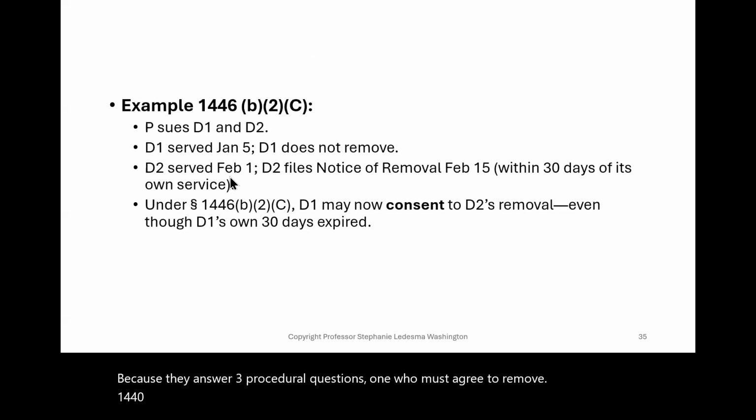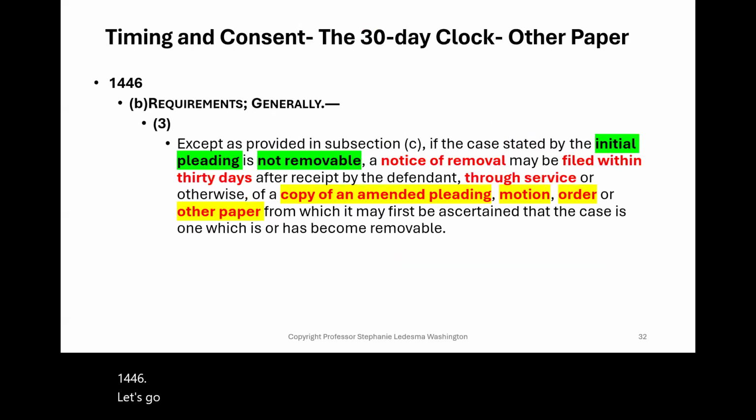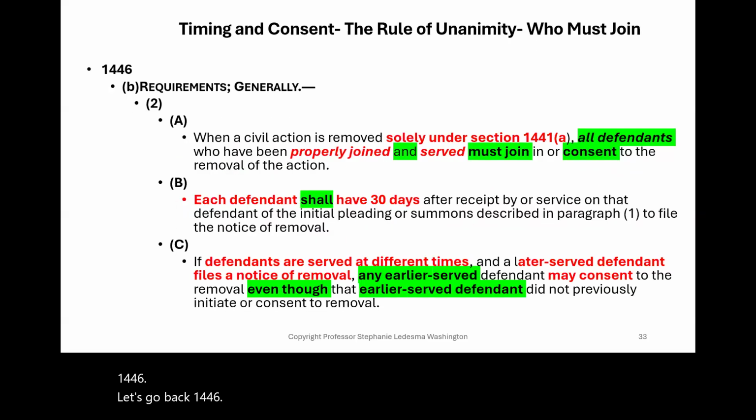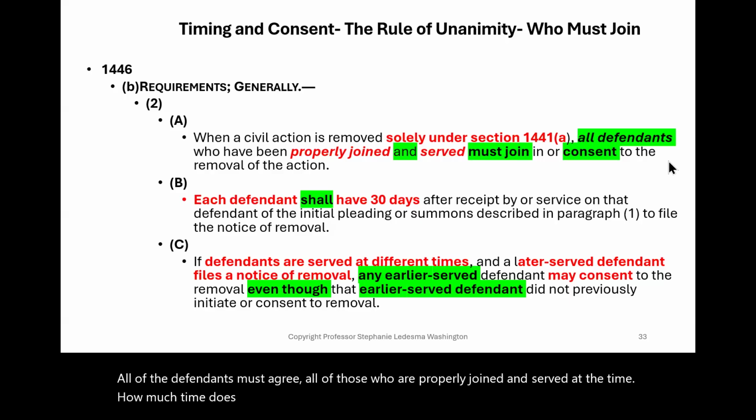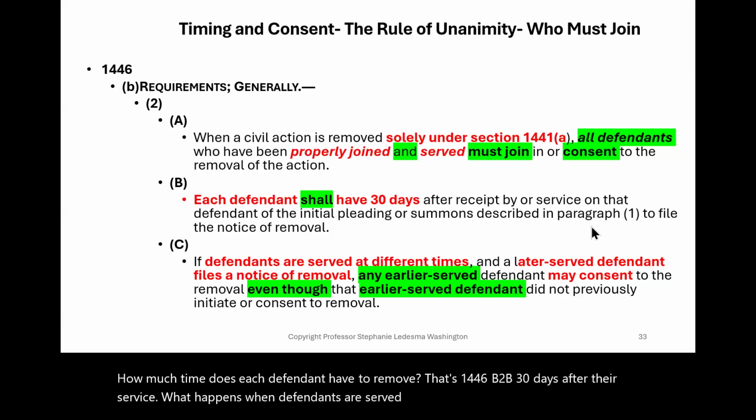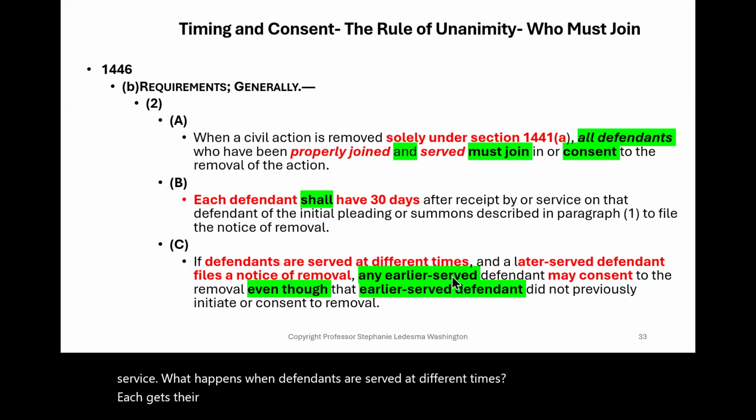1446B, let's go back. 1446B2A. All of the defendants must agree, all of those who are properly joined and served at the time. How much time does each defendant have to remove? That's 1446B2B, 30 days after their service. What happens when defendants are served at different times? Each gets their own 30 days.